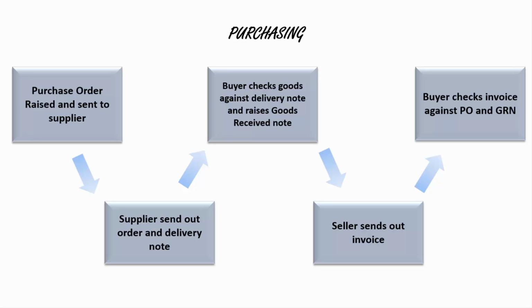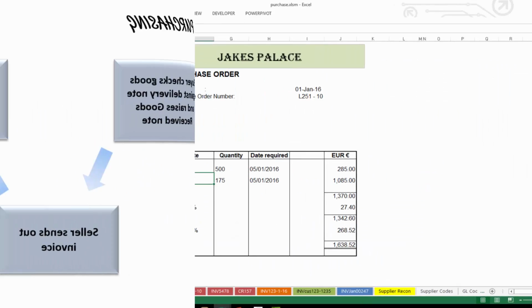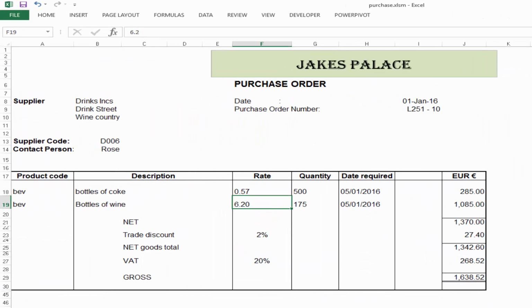Checking invoices is extremely important, as it makes sure that you're not paying for goods that you've been overcharged for or paying for goods that you haven't actually received. So what we're going to do is look at this checking process in a little bit more detail. Here is a purchase order that Jake's Palace has raised to Drinks Inc. for some bottles of Coke and bottles of wine.